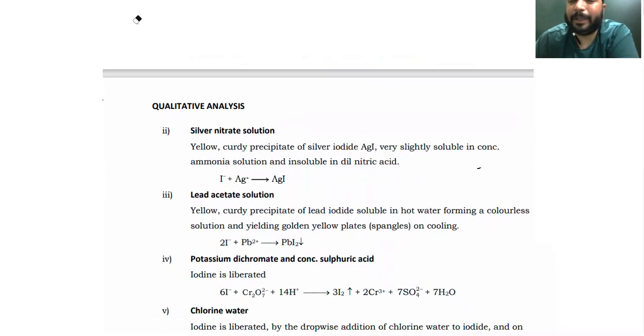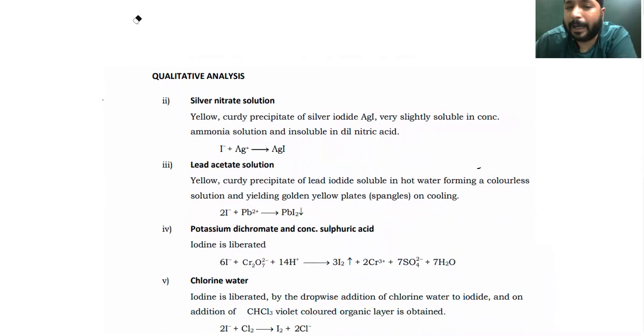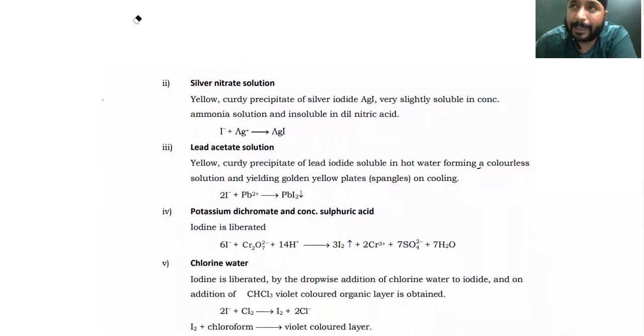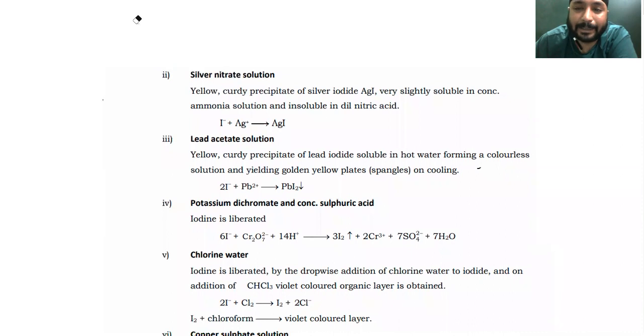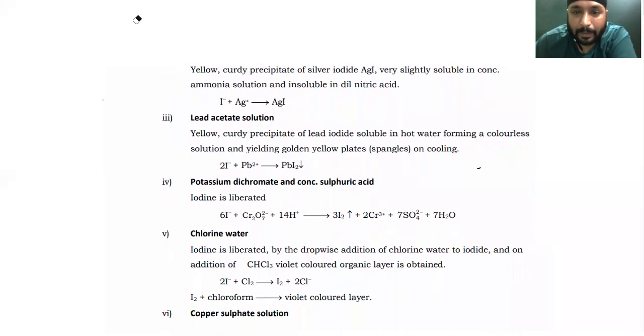Now you have the silver nitrate test. Again, we have done that. AgI will be a dark yellow precipitate. It will have a curdy texture. So a curdy precipitate of silver iodide will be formed. And it is slightly soluble in concentrated ammonia. That means it is negligibly soluble, not at all soluble. Make it like that. Take it.